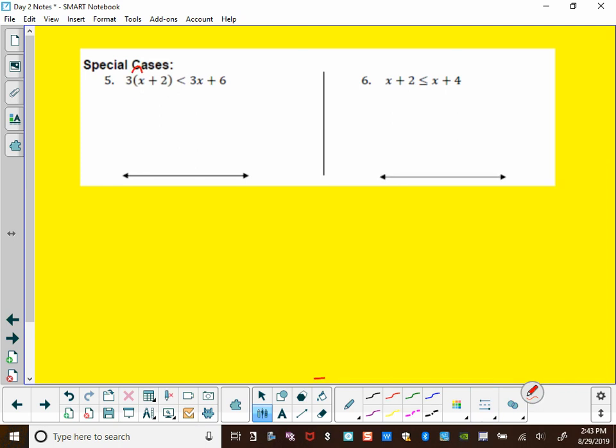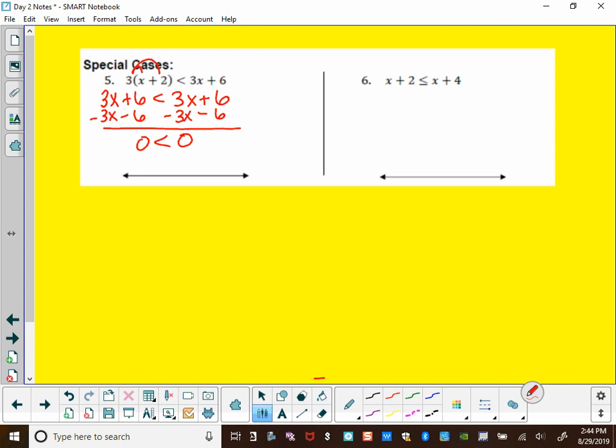If I distribute my 3 to my x, I get 3x. 3 times 2, I get 6, is less than 3x plus 6. Well, this looks weird, right? Because they're both the same, right? So I can subtract 6, but we're basically going to get 0. It's less than or equal to 0, right? But 6 minus 6 gives us 0. If I do the same thing with 3x and subtract negative 3x, I still get 0.